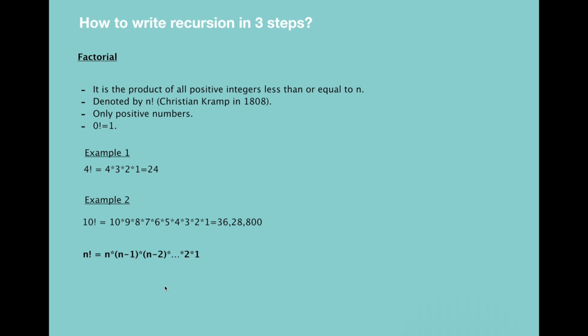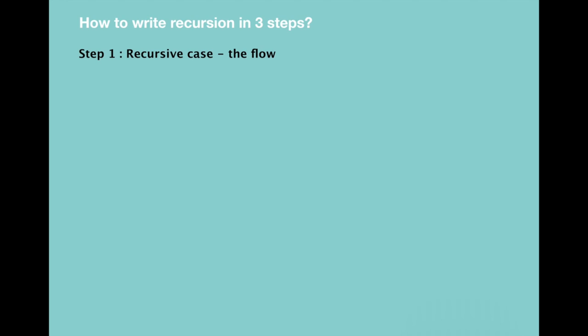Now let's see how we can find the factorial of any given value using a recursive method in 3 steps. Step 1 is the recursive case, the flow. When we create a recursive function, the first thing that we have to do is identify the recursive case. In our case, this is how the factorial function is defined using factorial functions. So we have identified that the general expression for factorial is like this.